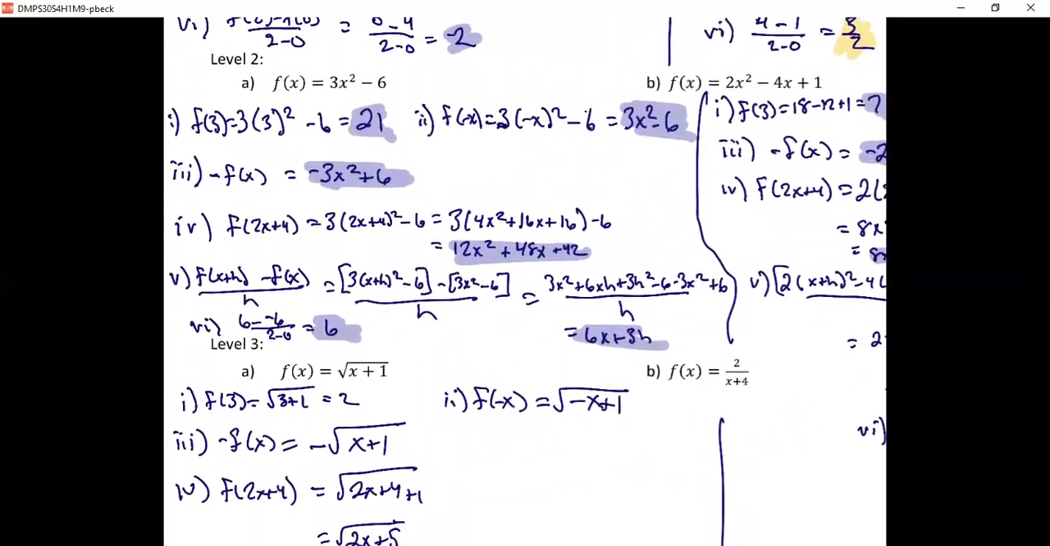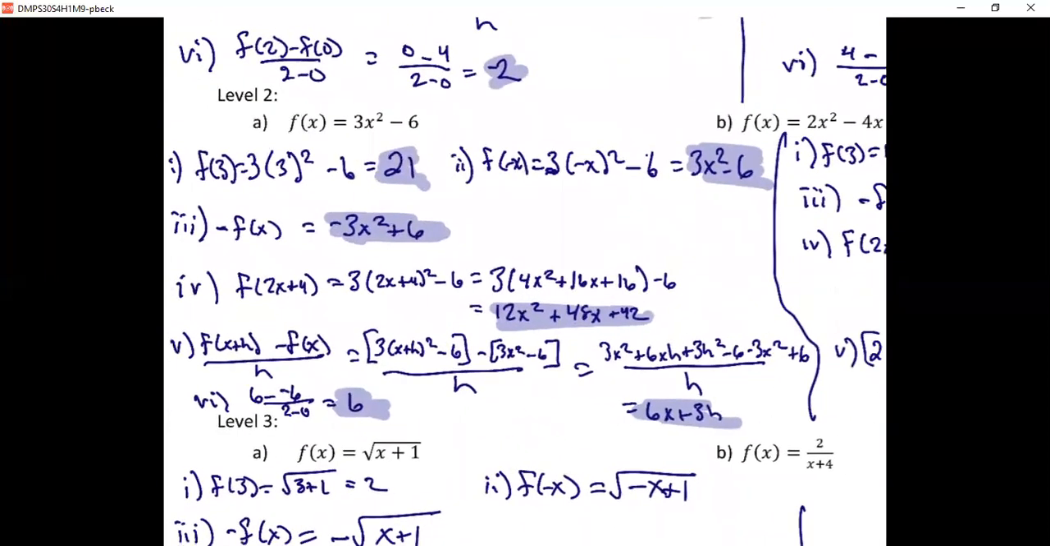This expression is a little bit more challenging only because we have to plug in x plus h. Please keep in mind that x plus h squared is x squared plus 2xh plus h squared. This, when multiplied by 3, is where I got that expression. And then you subtract and simplify.